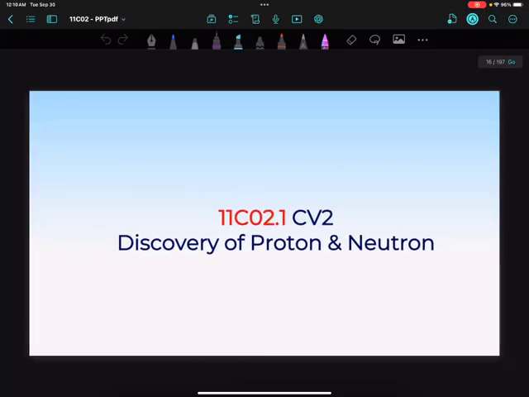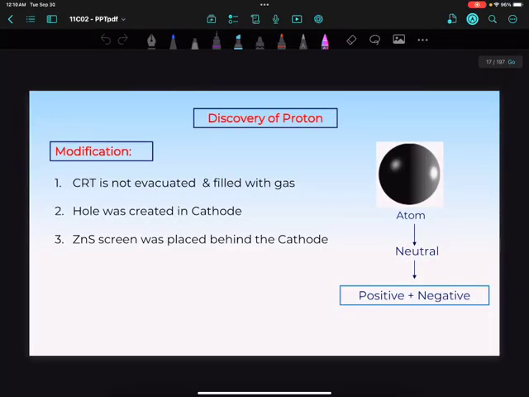Now let's learn about the discovery of the proton and neutron. Okay, so how did the discovery of the proton take place? So this CRT is not evacuated and is filled with gas. A hole was created in the cathode. So in a similar experiment which took place in the past, a similar thing happened again. This time the hole is created in the cathode and a ZnS screen is placed behind the cathode. Okay.